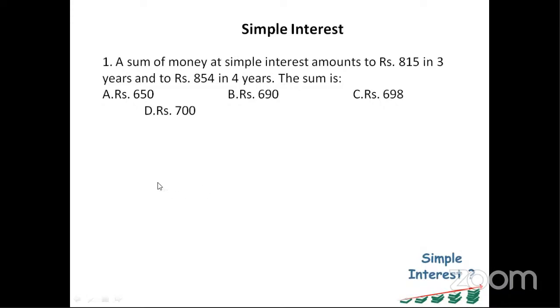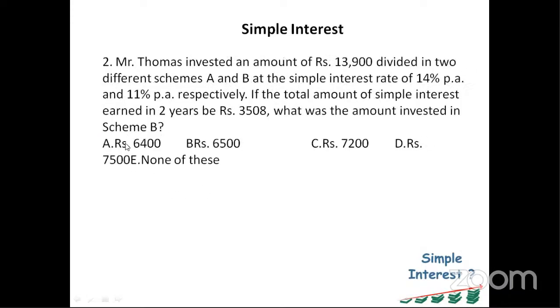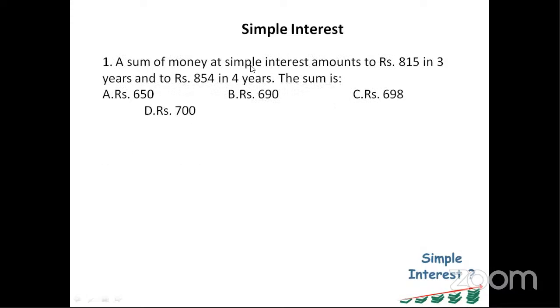We have got simple interest. Okay, just a minute, sorry. We have got, for 4 years, how much? 854. So for 4 years, how much have we got? 854 is the money. Sorry, it's not only the simple interest, it's the total amount, 854.